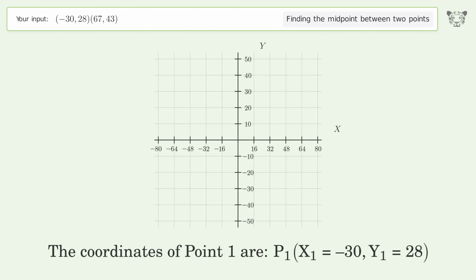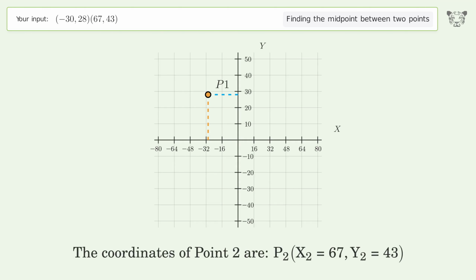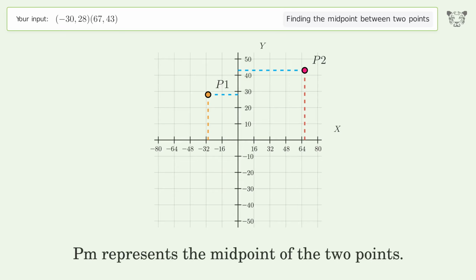The coordinates of point 1 are x1 equals -30, y1 equals 28. The coordinates of point 2 are x2 equals 67, y2 equals 43. PM represents the midpoint of the 2 points.